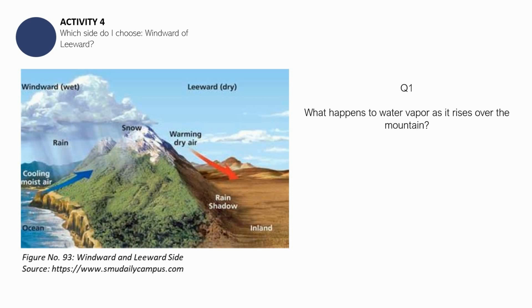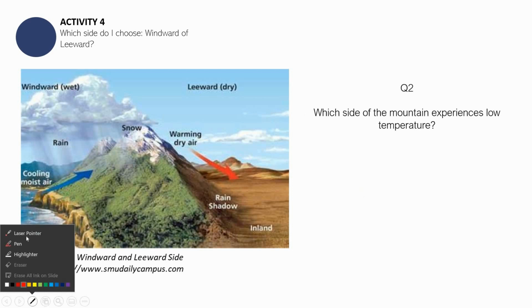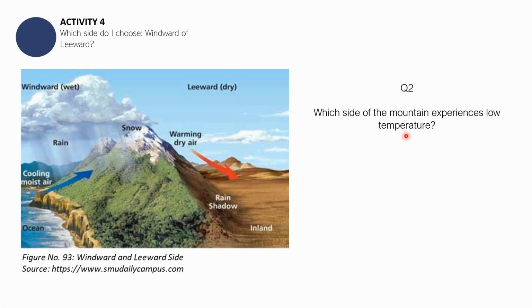Let us now tackle question number 2. Question number 2 is, which side of the mountain experiences low temperature? So, which side of the mountain experiences low temperature? Low temperature refers to a kind of temperature that is colder. Okay, so that is what we mean about lower temperature. You can pause this video if you need more time.